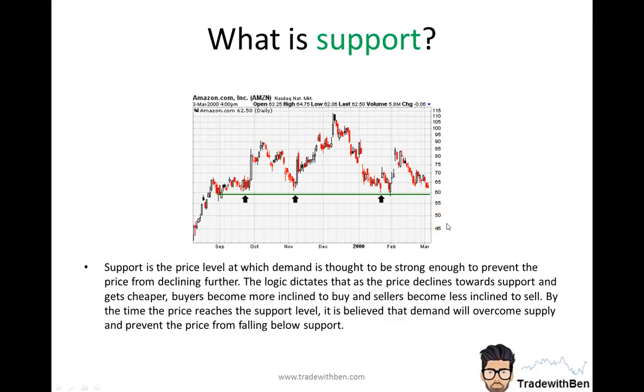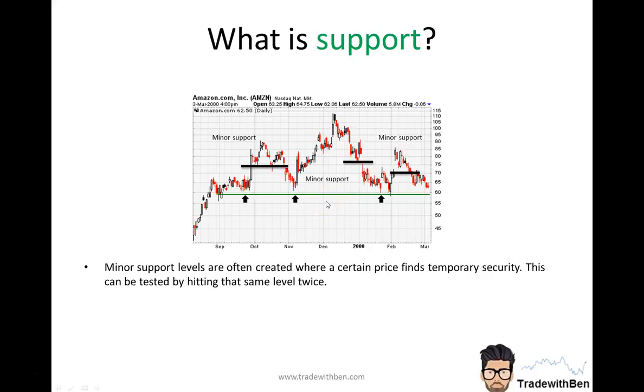I said that there is a major support line over here, but you also have minor support lines. You see them over here. Minor support lines are often created where a certain price finds temporary security, and this can be tested by hitting that level like twice. For example, here it hit it once, twice, three times actually. So this is a minor support line here, and over here we also have a minor support line.